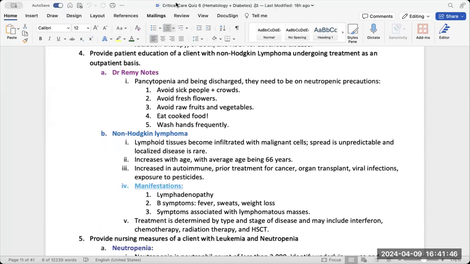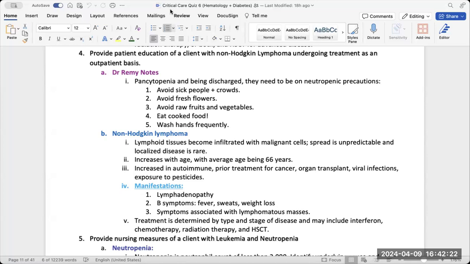So the next question is to provide patient education of a client with non-Hodgkin lymphoma undergoing treatment on an outpatient basis. So, for someone who has non-Hodgkin lymphoma, we talked about a little bit of the difference between that and Hodgkin's, right? The Reed-Sternberg cells and the painless lymph node enlargement in Hodgkin. But in non-Hodgkin, they're going to have pain in the lymph nodes, but both of them have those B symptoms: the fever, the sweats, the weight loss.